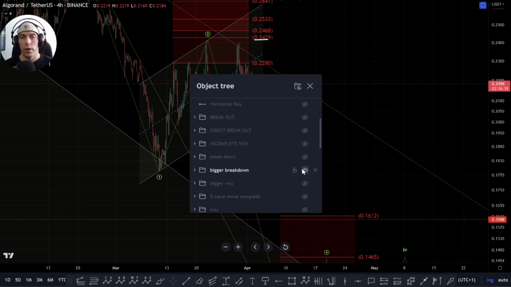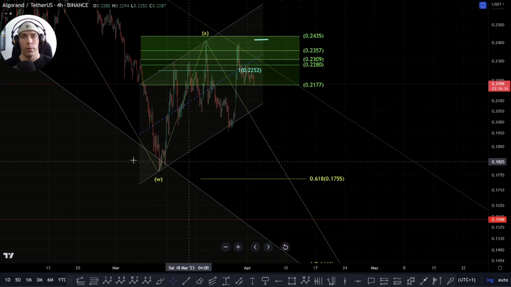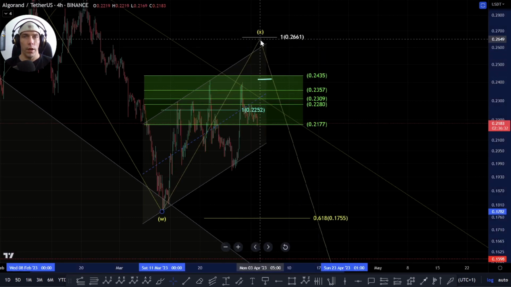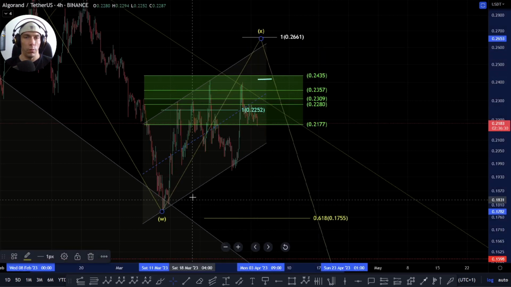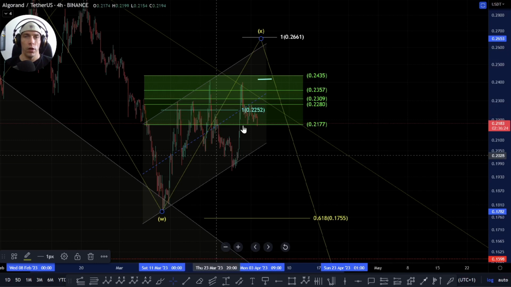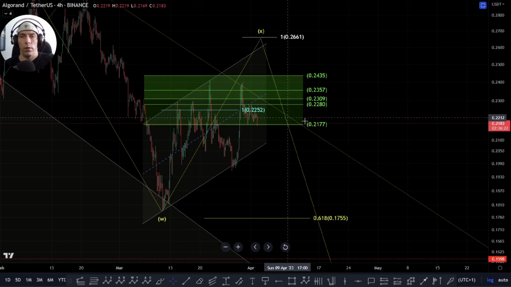So basically within that, I just said that this could be an X wave. This is also still viable. If we do move back up here and we look at this move rather as a W, X, and then we're getting a Y wave here, we could actually look to retest the top of this channel, and then we could look to break to the downside still.